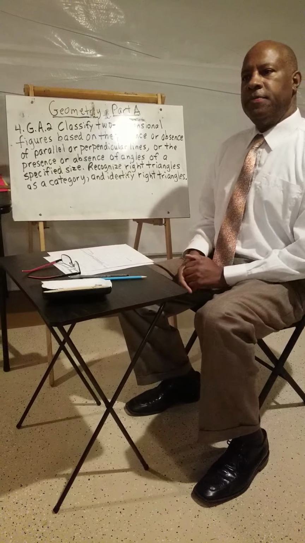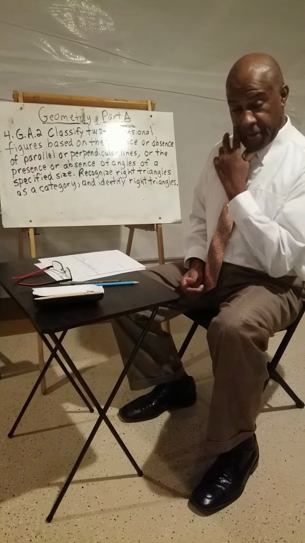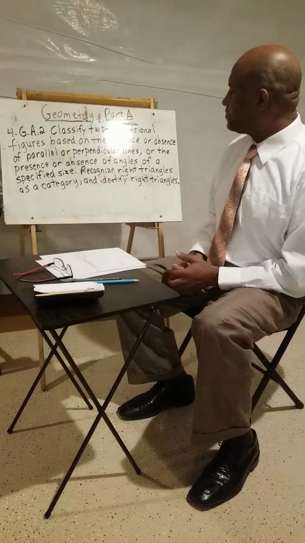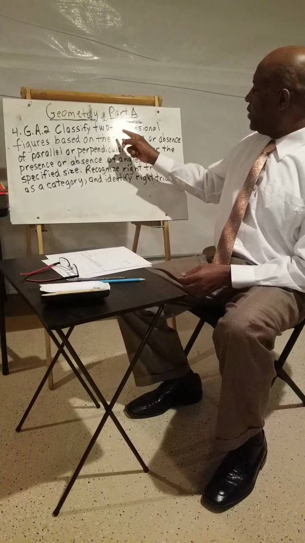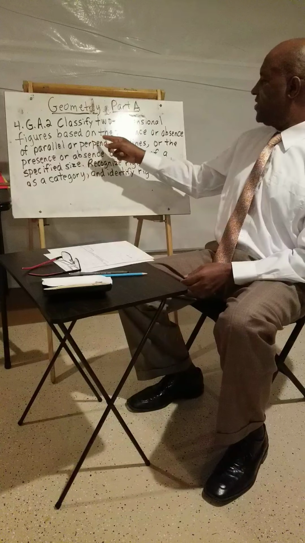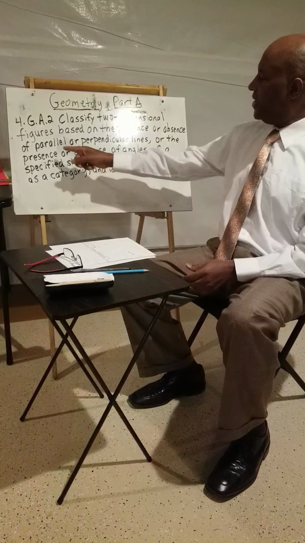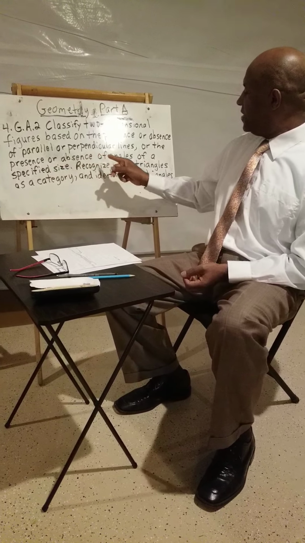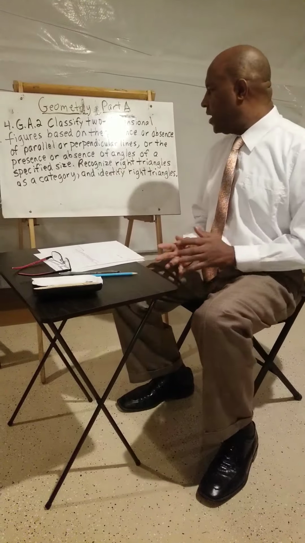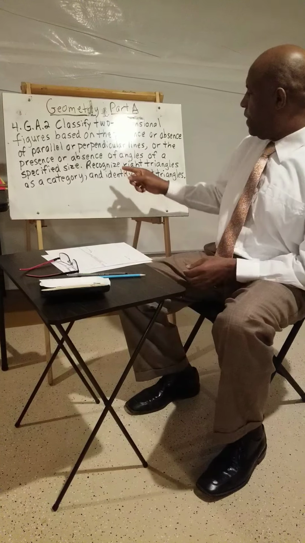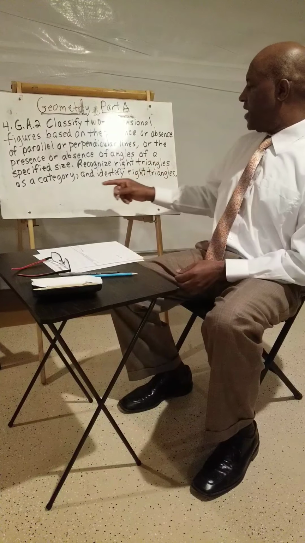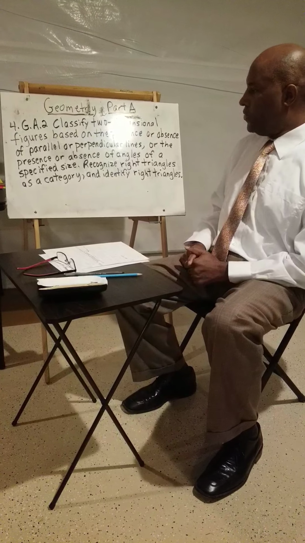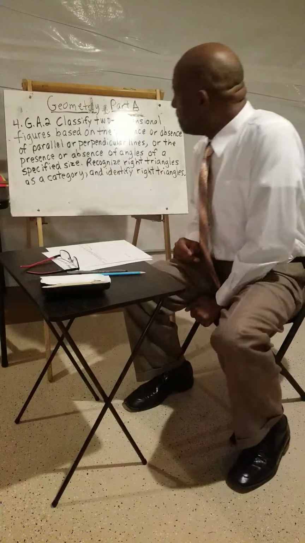So, to start our last pre-recorded lesson, our topic once again is geometry. So what's our standard? Our standard is 4.G.A.2. Classify two-dimensional figures based on the presence or absence of parallel or perpendicular lines, or the presence or absence of angles of a specified size. Recognize right triangles as a category and identify right triangles. Okay?